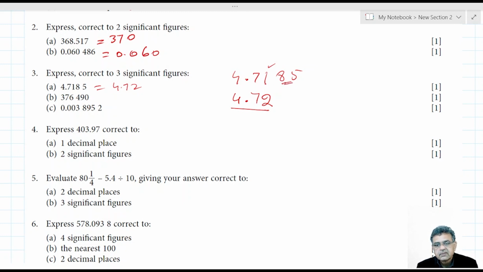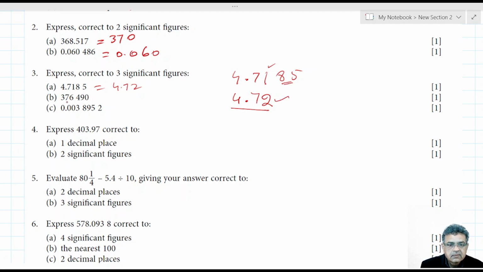It depends on the value of very next number. If this number is 5 or more than 5, then this number will move to the next one, otherwise it will remain 1. Like if this number would have been 4, 3, 2 or any other number less than 5, then this would have been 1. Now this is 2.